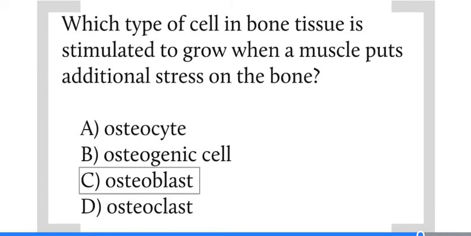In appositional growth, when stress is put onto the bone at a particular place, at the periosteum, the osteoblasts are stimulated to lay down more bone matrix, making that part of the bone a little bit thicker and able to handle the additional stress that the muscle puts on it.